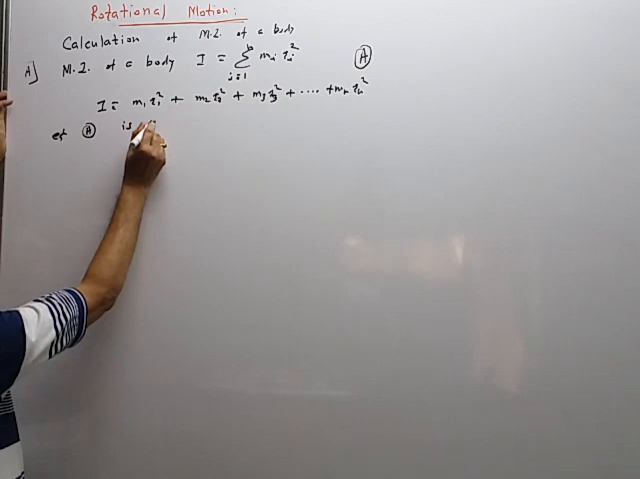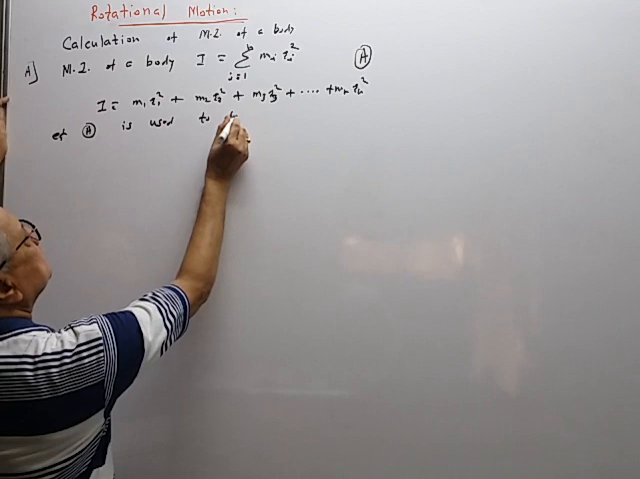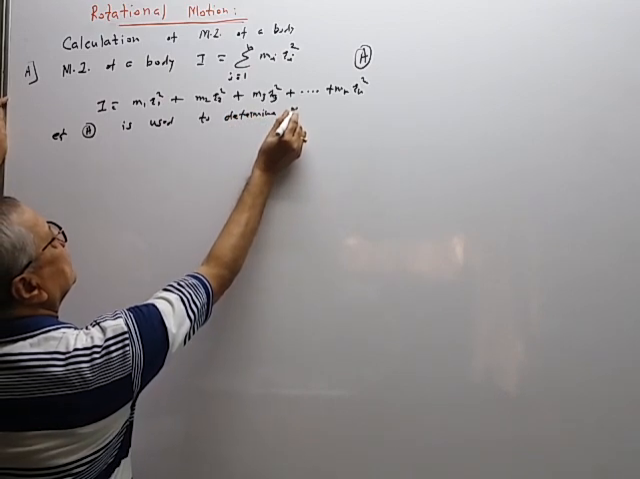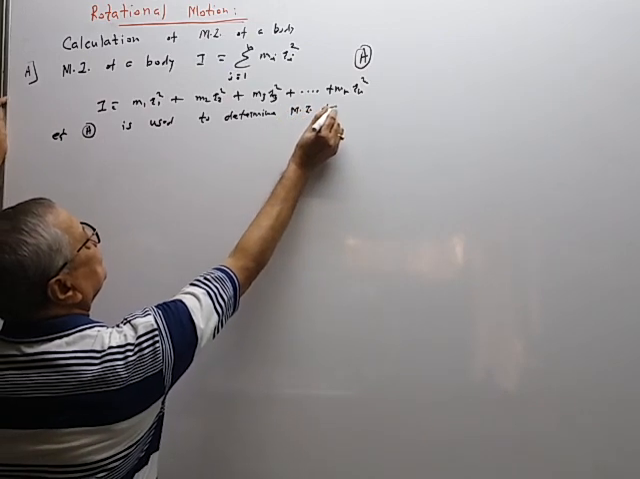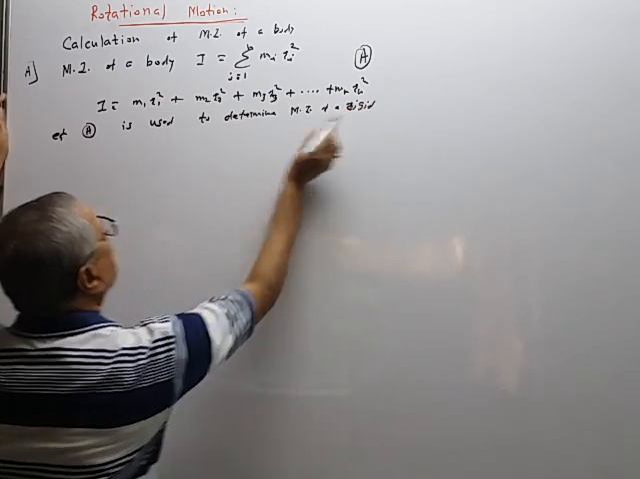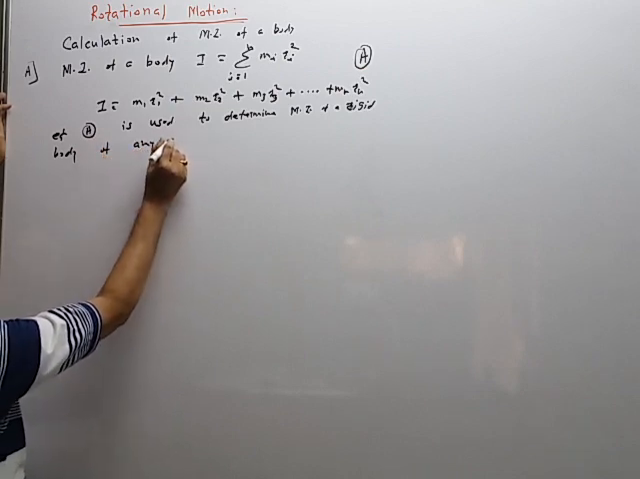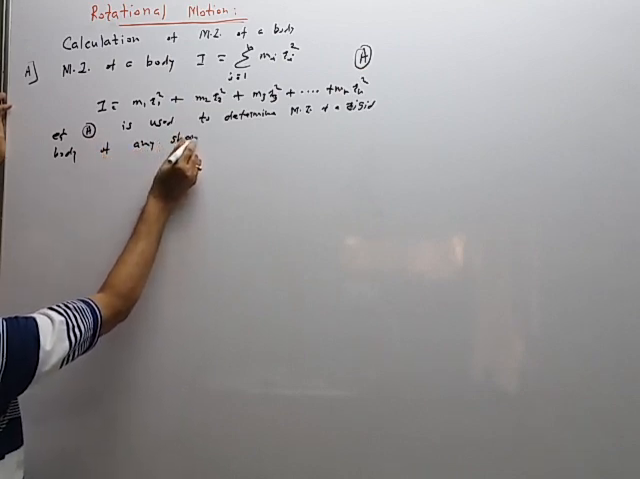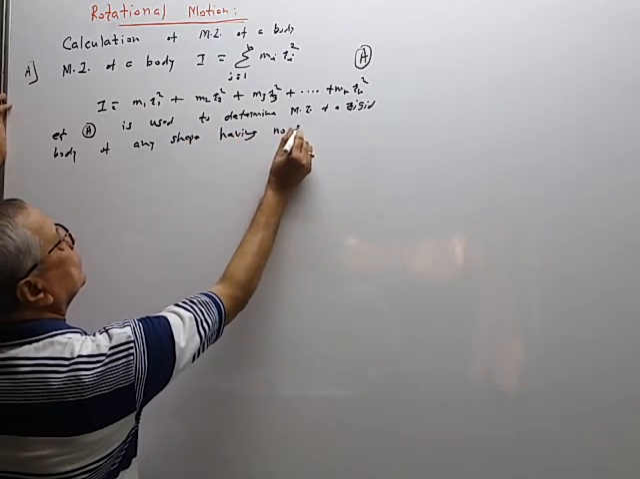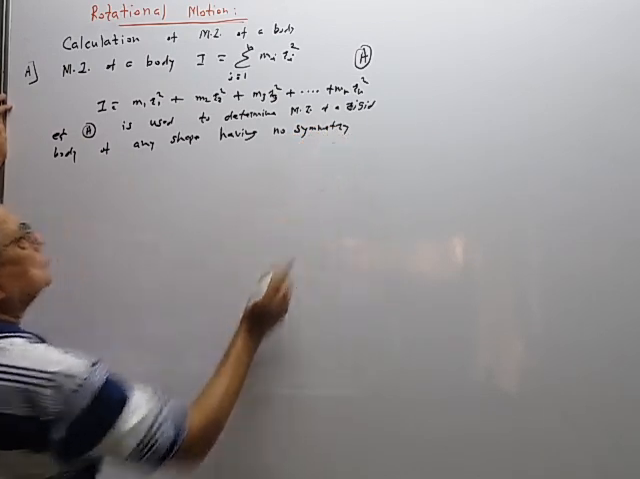So equation E is used to determine the MI of a rigid body of any shape having no symmetry, like this.